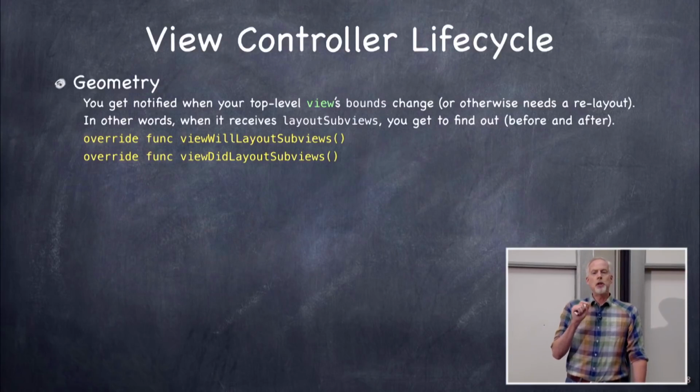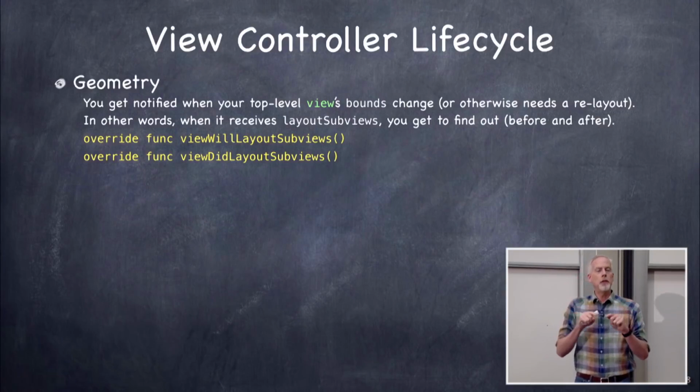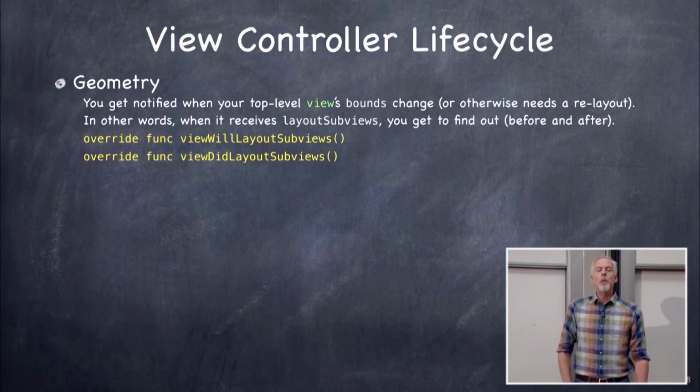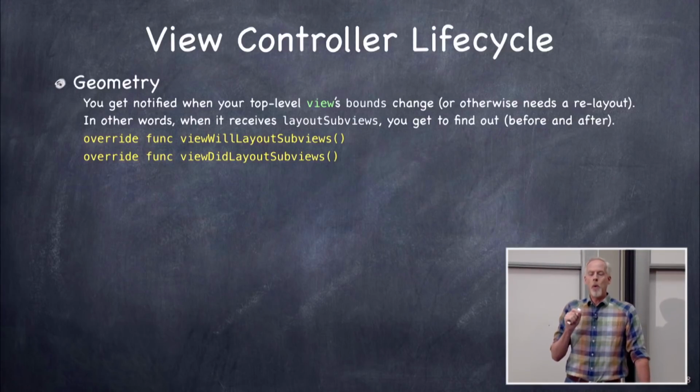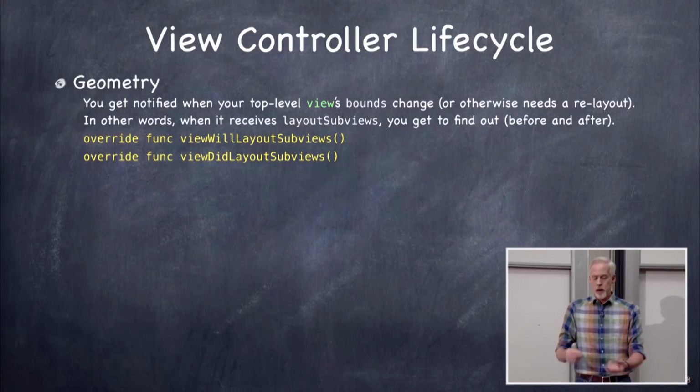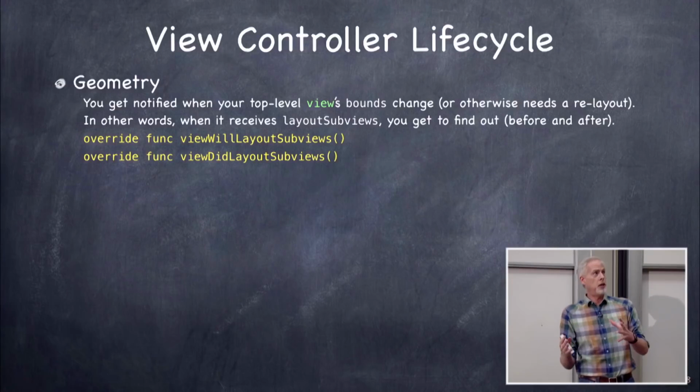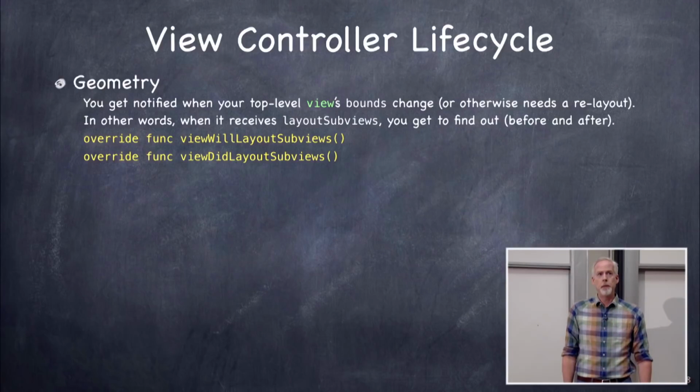These two methods are sent to your controller when its view, you know, the self.view, right, the top level view of the controller, that var view, when that view, just before and just after, is sent layoutSubviews. Okay, so why would that top level view be sent layoutSubviews? Same reason as any other view. Maybe subviews came and went out of it, that's a common one, or its bounds changed. So this is why this is a good place to put geometry changes. Okay, because this is always going to happen when the bounds of your top level view change.